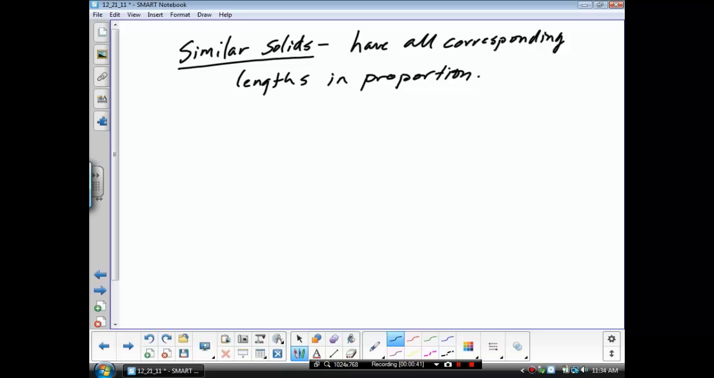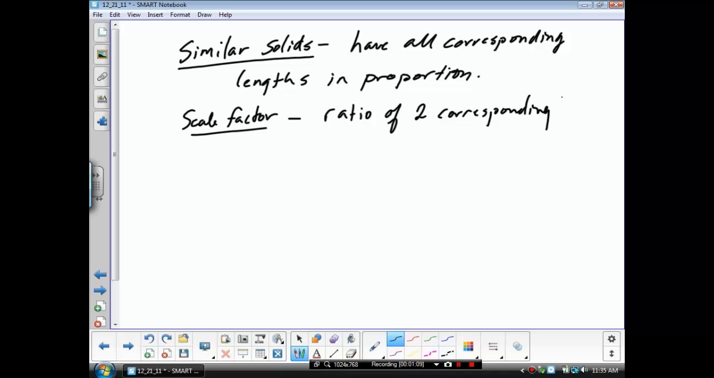Since they form the same ratio, you would say they are in proportion. Because remember, when you have equal ratios, you have a proportion. That proportion is called the scale factor. So the scale factor is a ratio of two corresponding lengths.